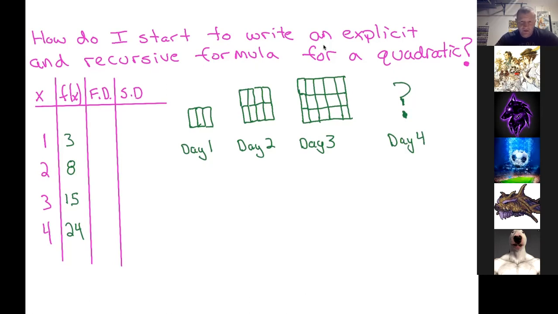I hope you're all following. How tall would you make it? 4. Yeah, I would make it 4. Make it tall. 4 blocks tall, 6 blocks wide. It'd be a 4x6. You're exactly right.